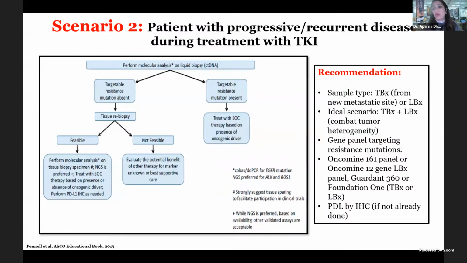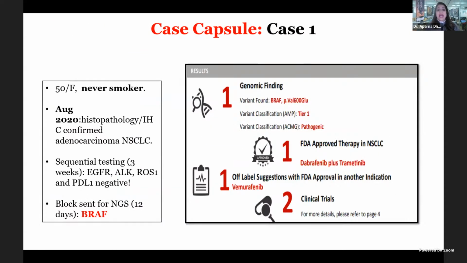Do ensure that they've got good validation data before you start just sending out a sample for testing. And if PD-L1 is not done at this point, I would do PD-L1 and then go for a much broader panel because I want to look for all my resistance mechanisms over here. And just to summarize, these are 2 cases that I have, and I'm going to call it a day.